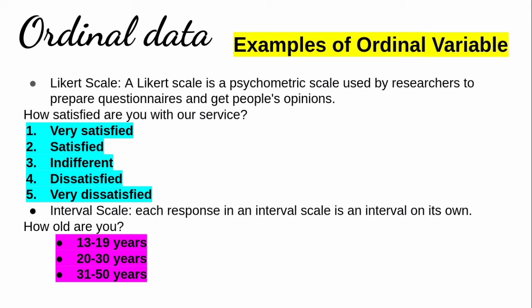Now, the next example is an interval scale. Interval scales measure each response in an interval of its own. For example, how old are you? For example, when people are given a questionnaire to answer which age range they are in. So how old are you? 13 to 19 years old, 20 to 30, 31 to 50. So it's not really a method to measure something, but rather a method to keep tabs of an interval.